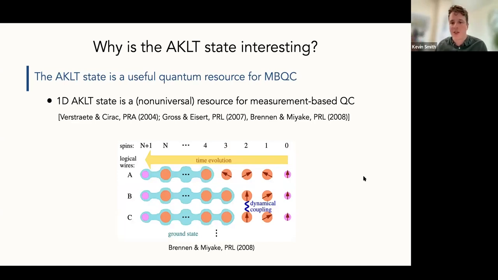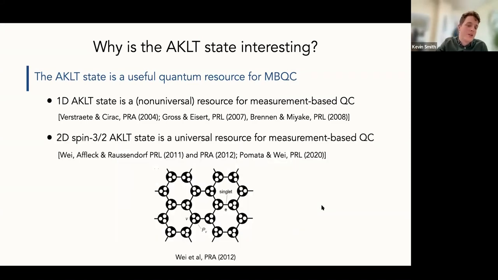Okay, and the last thing I'll just quickly mention is that the AKLT state has also been shown to be a useful resource for tasks such as measurement-based quantum computation. So apologies if you're not familiar with MBQC. I'm just going to state this result that the 1D AKLT state is a non-universal resource for MBQC in the sense that it only ever encodes a single qubit. But there are interesting schemes for stringing together many 1D AKLT states in order to get a universal resource. The spin 3/2 2D AKLT state on a honeycomb resource lattice has been shown to be a universal resource for MBQC.